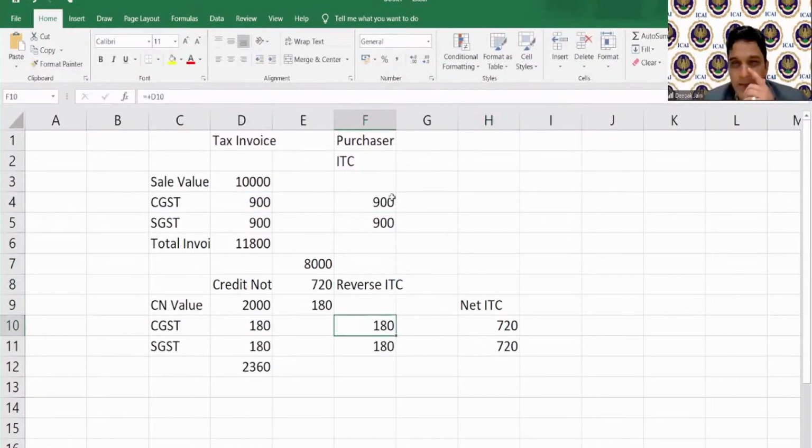How does this happen? This happens in the return. In the return, there is a provision which says how much credit you want to take. You will take 900 in one month. In the month of the credit note, you will show reversal of 180. Clear? Clear, Alok? Very good.